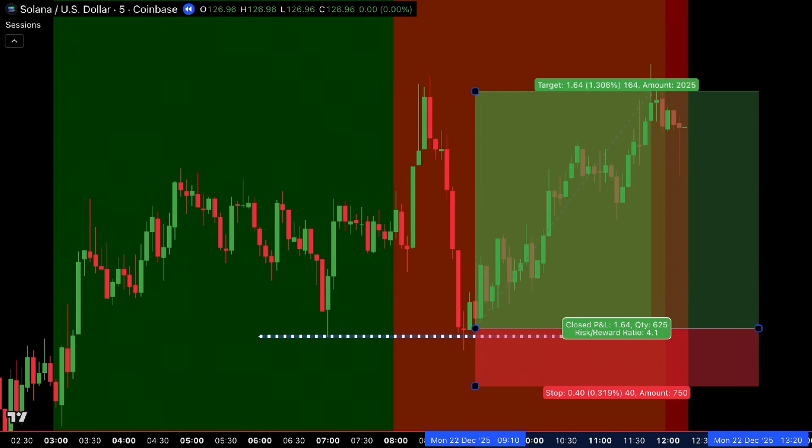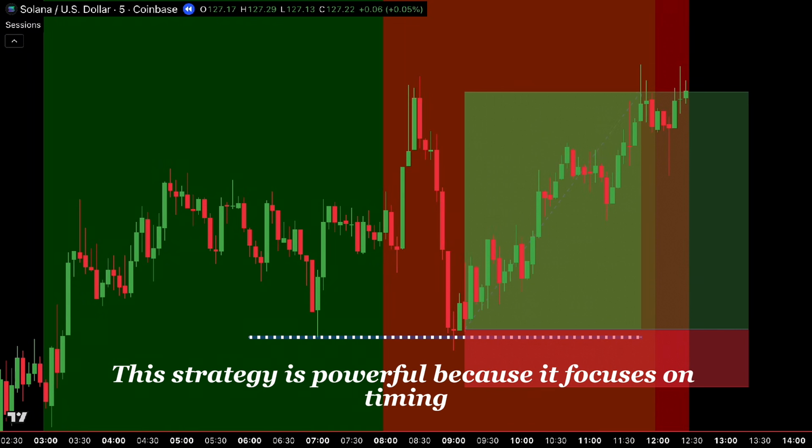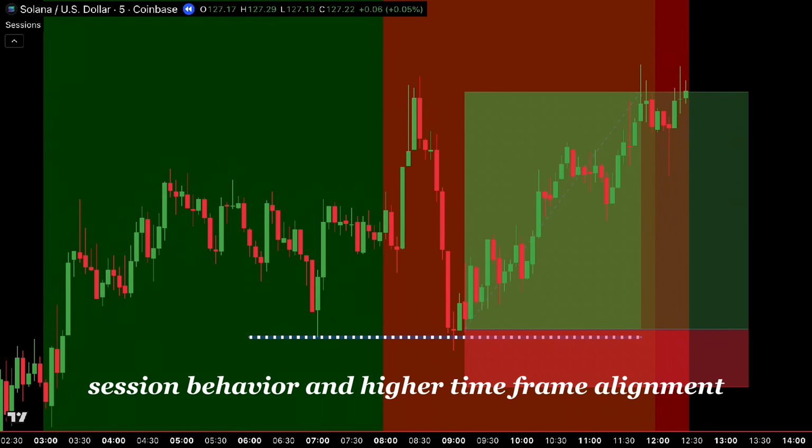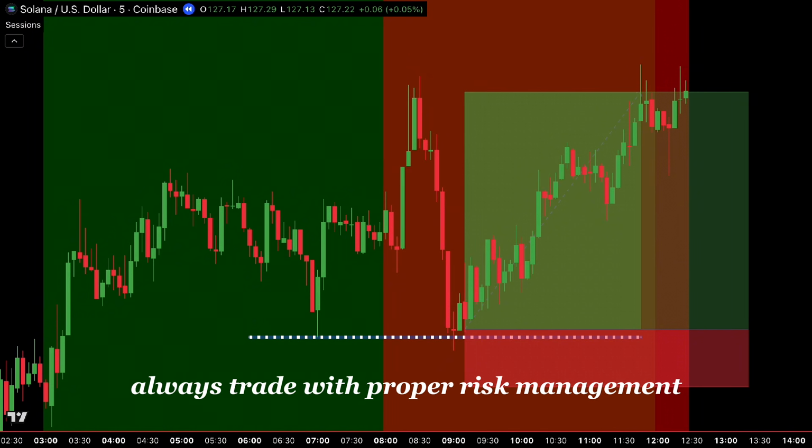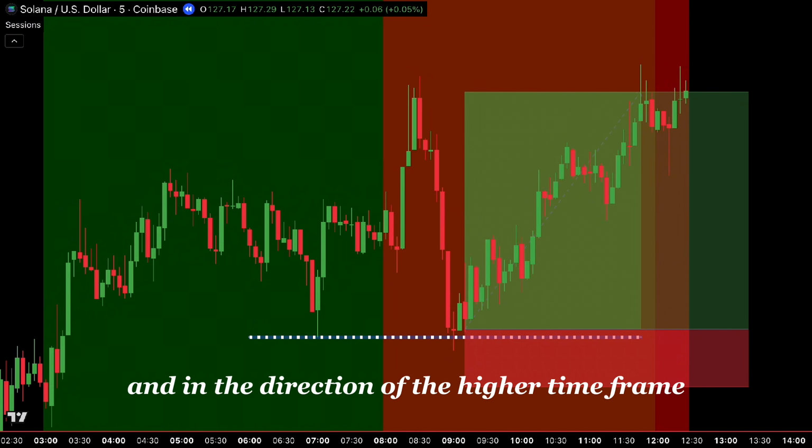And as expected, the market moves directly to the target. This strategy is powerful because it focuses on timing, session behavior, and higher time frame alignment. But remember, this is not a holy grail. Always trade with proper risk management and in the direction of the higher time frame.